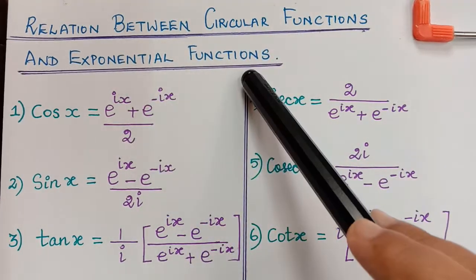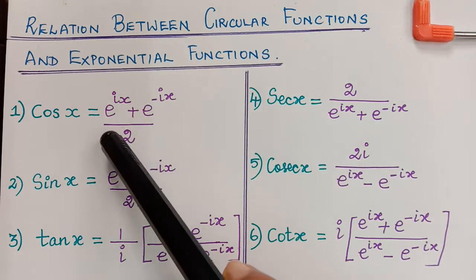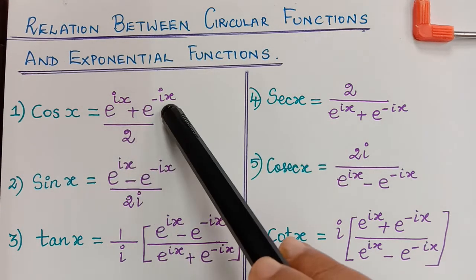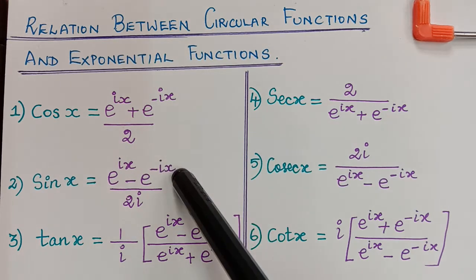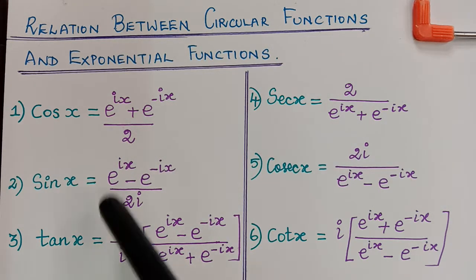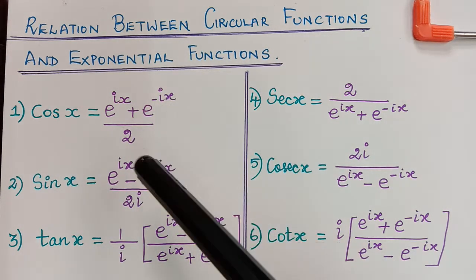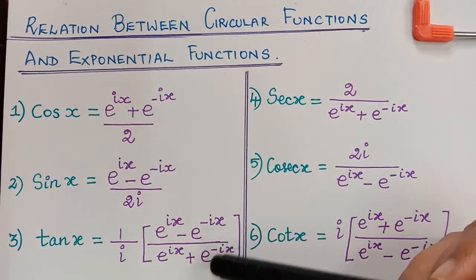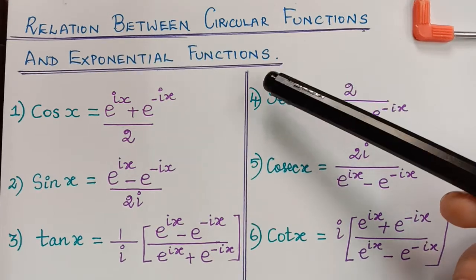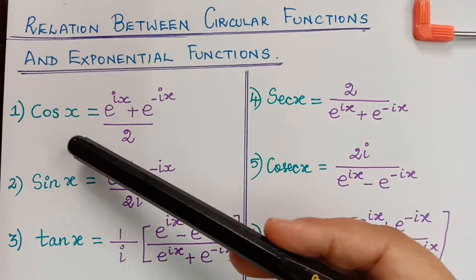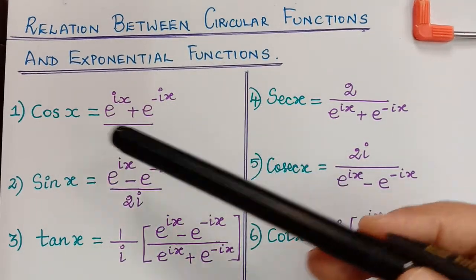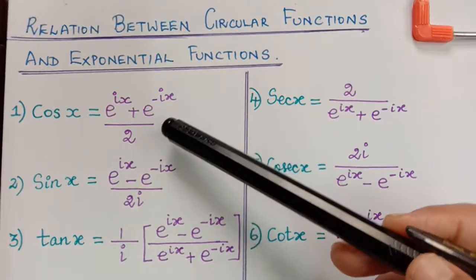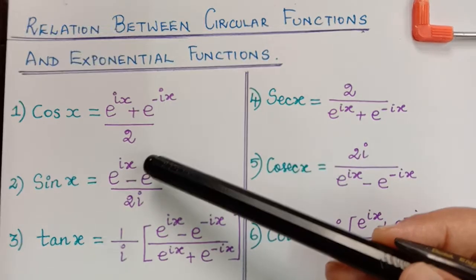And what are exponential functions? Any function of the form e power ix, or the sum of two exponential terms, the difference, the product, and the reciprocal, or a fraction of an exponential function. All these are exponential functions. Now we can see the relation between these two. Now cos x is equal to e power ix plus e power negative ix divided by 2.